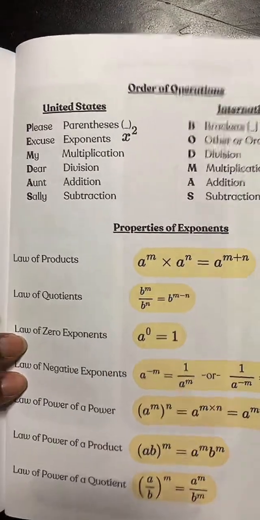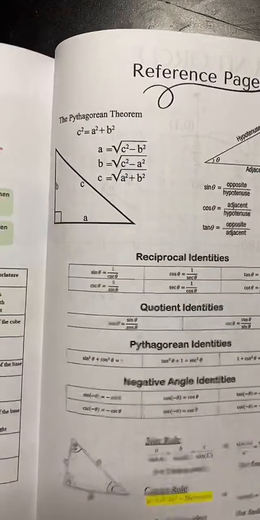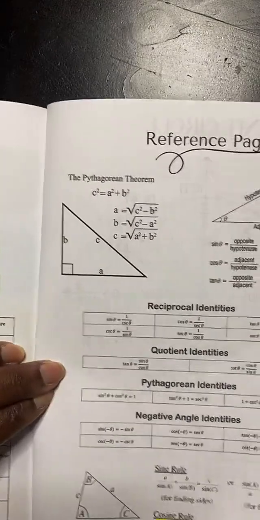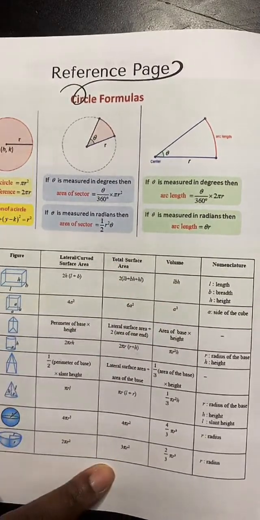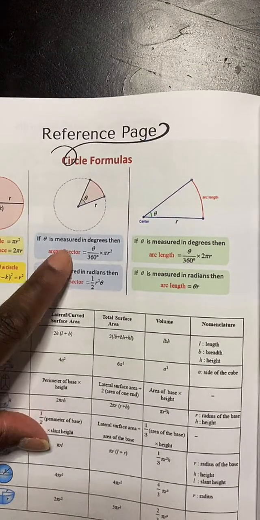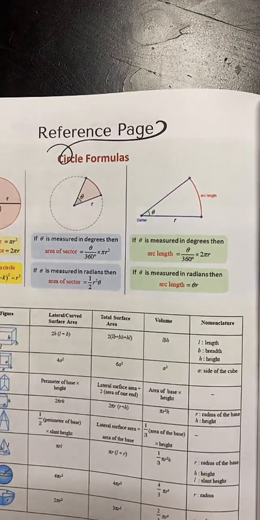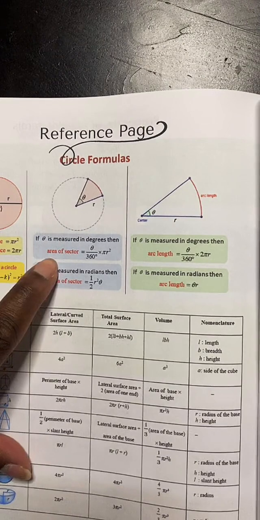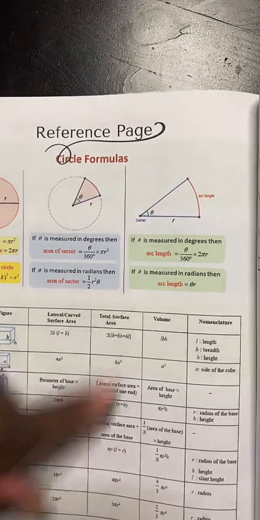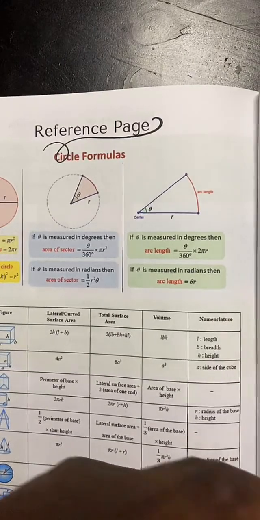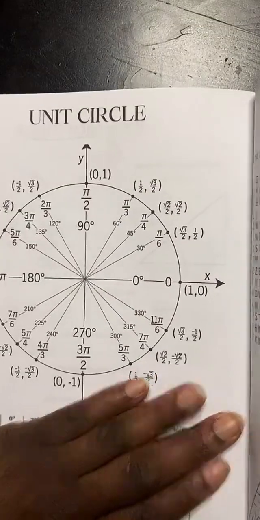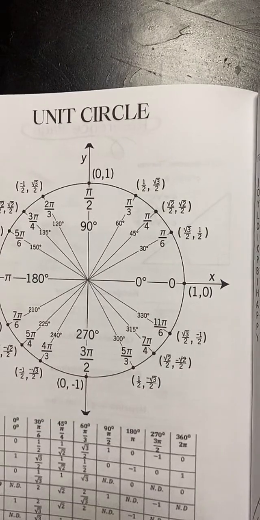Properties of exponents, a little bit of geometry with the Pythagorean theorem, SOHCAHTOA. Then we also have volume and surface area for some young adults that are in geometry, the area of sectors, arc length. We actually did some work with central angles a couple days ago. And as you advance up, the unit circle.